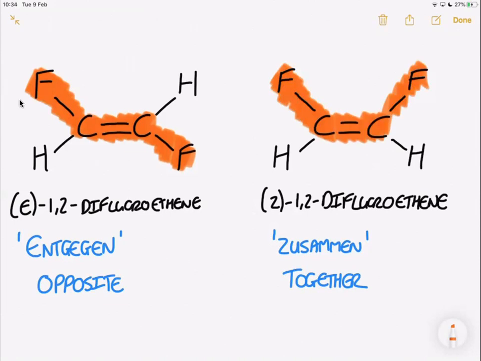So remember, the only reason this can happen in alkenes is because of that restricted rotation. If the fluorine atoms end up in those positions, that's where they stay. And that's why there is this additional way of labeling or naming these molecules, E or Z.